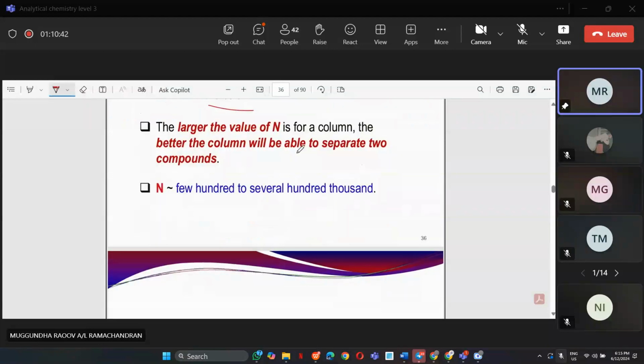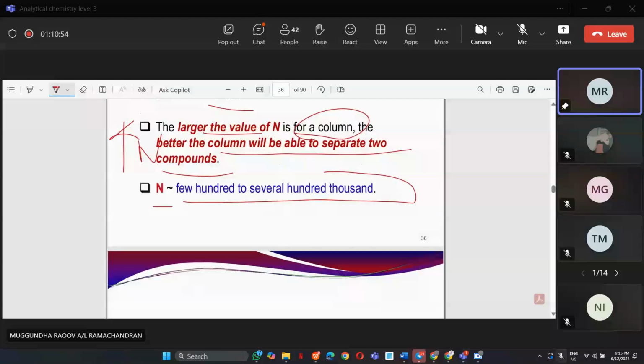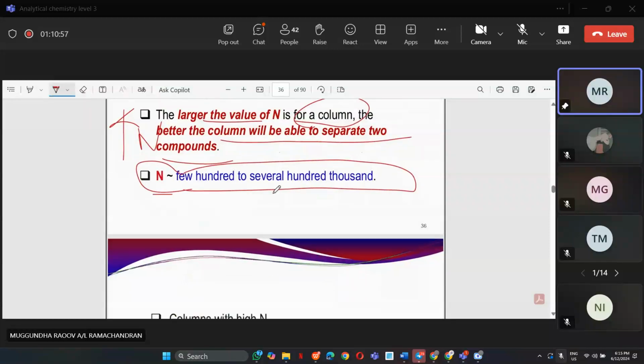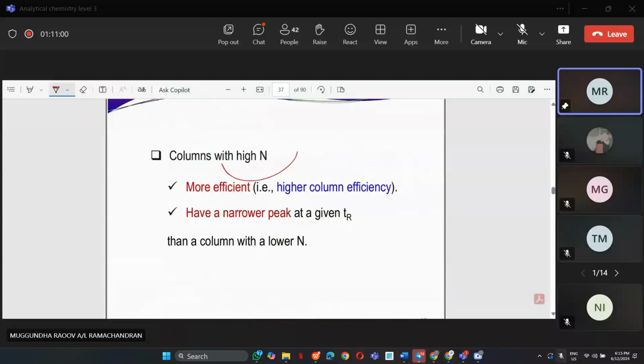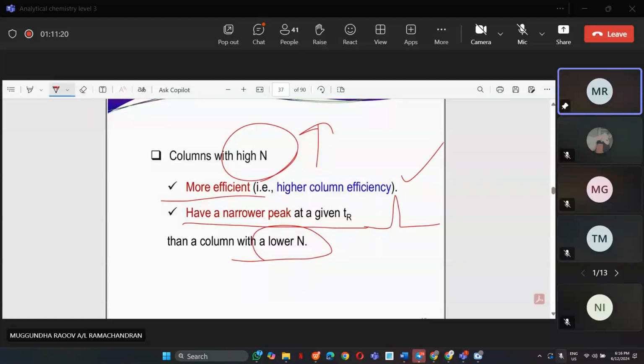So class, the larger the N of the column, the better the column will be able to separate the compounds, because N is from a few hundred to several hundred thousand. A column with higher N is more efficient and has a very narrow peak at the retention time compared with a column with a lower N. That is the difference, class.